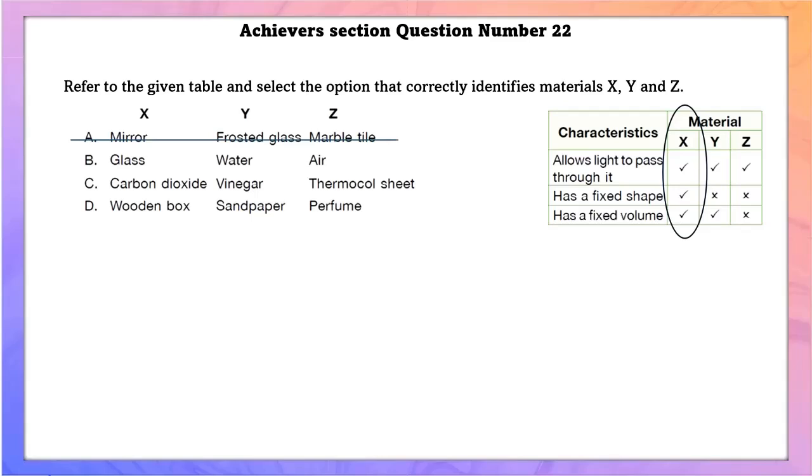Here carbon dioxide does not have a fixed shape. So we can cut the C option. The wooden box does not allow light to pass through it, so we can also cancel this option. The only thing that allows light to pass through it is glass. And Y and Z also correspond in the B option. So the correct option is the B option.